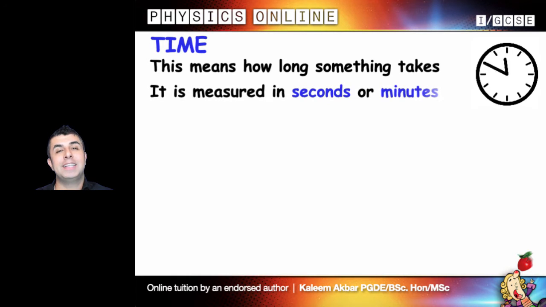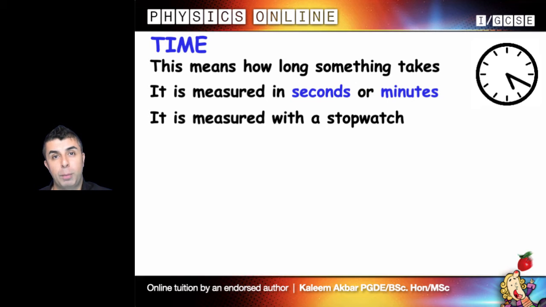Now, the standard unit for time in physics is seconds or minutes, but seconds is the standard unit. You will come across days, hours, and years in certain topics. But more often than not, we'll be dealing with seconds and minutes, especially in a classroom, because you're not going to be doing something experimentally for more than an hour.